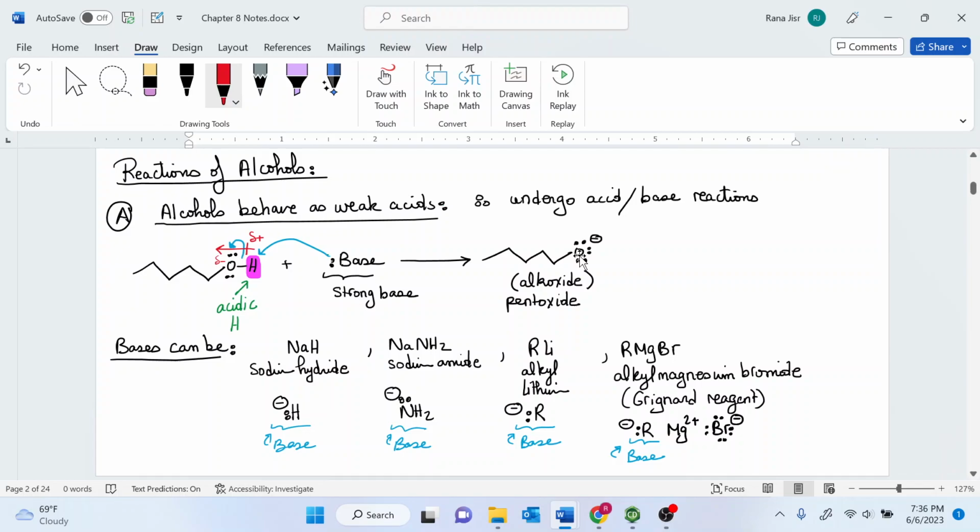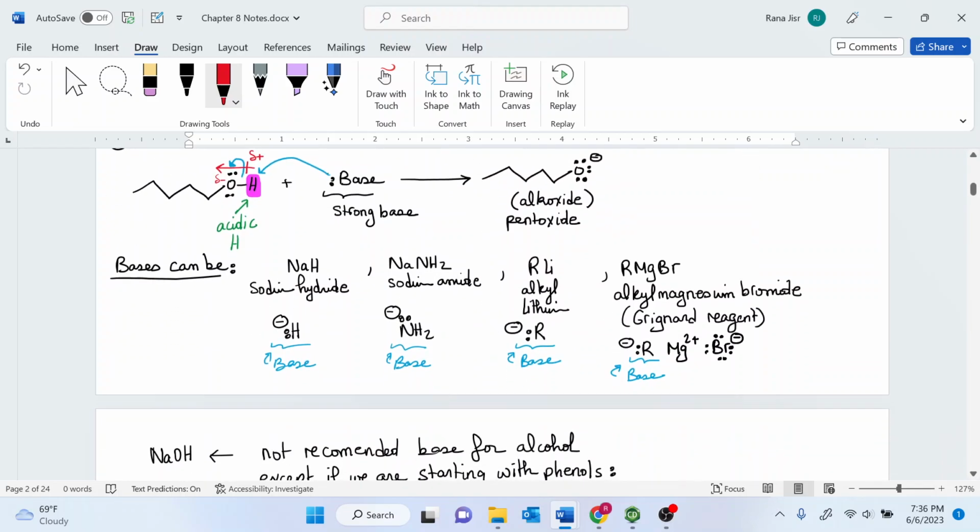It's an oxide because it's an O with a negative charge. Normally, if it's a strong base, that base is a negative charge, so it will have a positive counter ion to balance it, and that positive counter ion will balance the oxygen. These are examples of the bases that I can use. Notice that OH is not one of them. We can use the hydride, the amide, the alkyl lithium, the alkyl magnesium bromide.